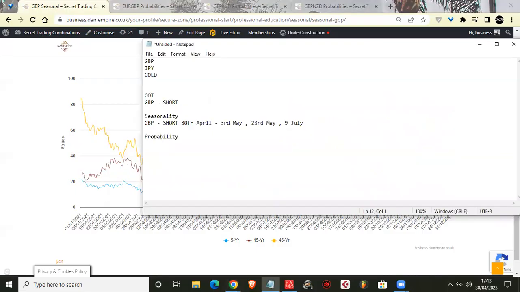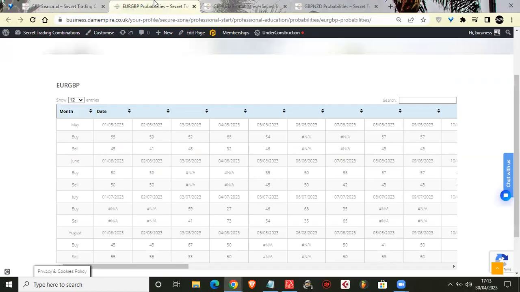So what we need to look for is the probability. What are the chances, or what exact date should we go in for? I've looked at most of the probabilities for the GBP, and I found 3 to be in alignment.